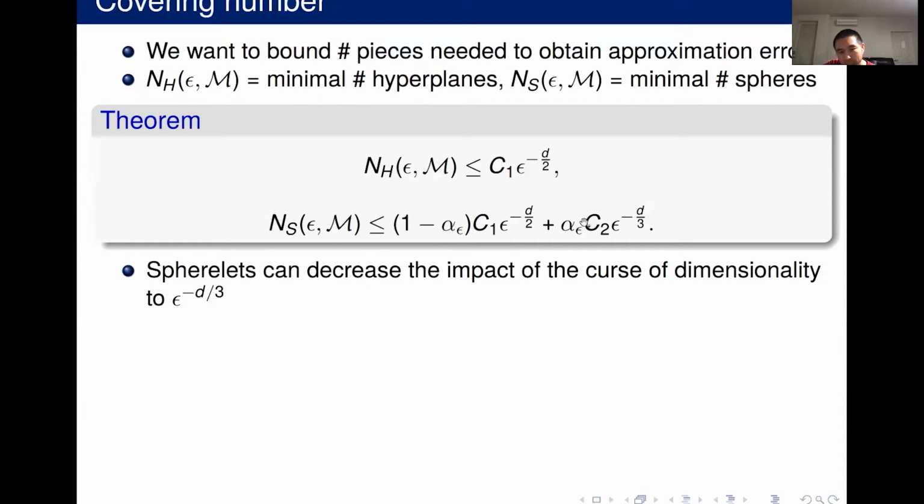The other extreme case is when alpha_epsilon is 1, then we decrease the order from negative d over 2 to negative d over 3. So that means the spherelets can decrease the impact of the curse of dimensionality from negative d over 2 to negative d over 3. I will not talk about the detail of this alpha_epsilon because it's very complicated. But as far as we tested on real data sets, this alpha_epsilon is sometimes large. At least it's far from 0. So that means we have a big gain in terms of the number of pieces.